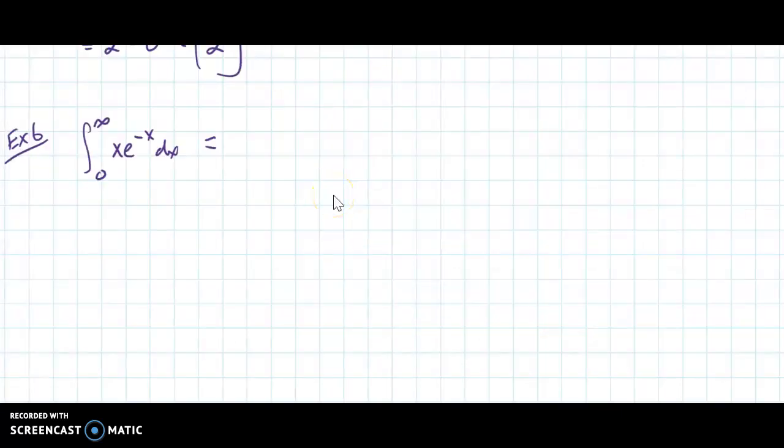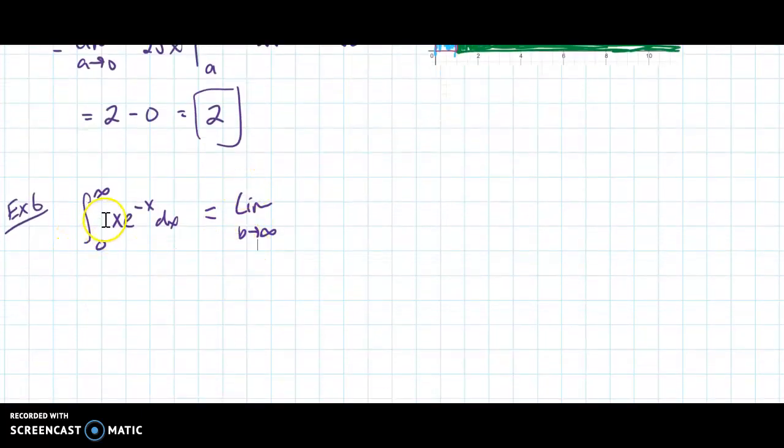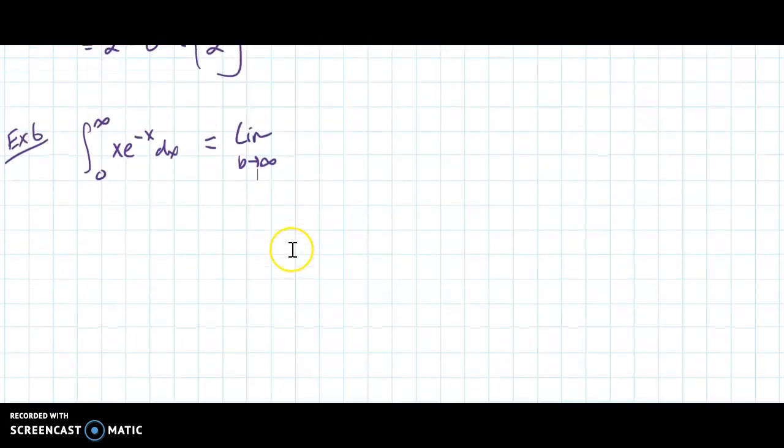So we have to start with our limit notation. This is the limit as b goes to infinity. I don't have to use a 0 with the limit the way I did with these here, because I can plug in 0 to these and I don't get some undefined piece. But I get the limit as b goes to infinity of the integral from 0 to b of x e to the negative x dx.